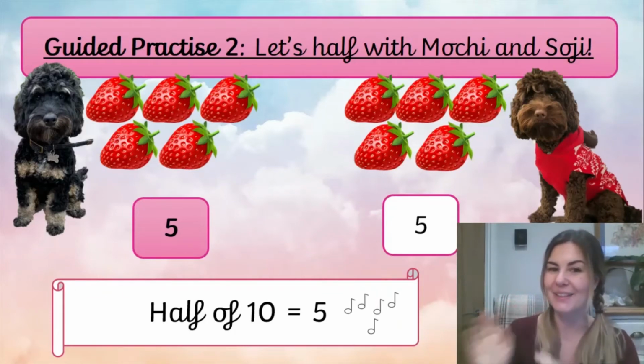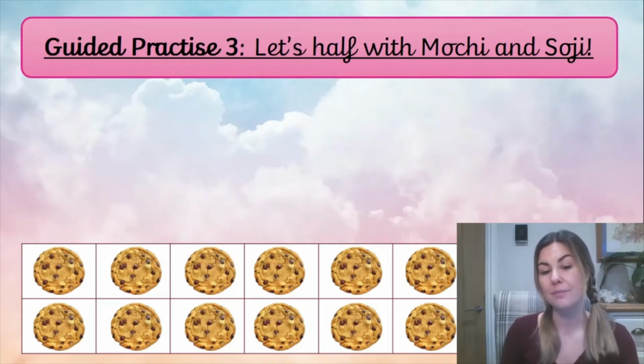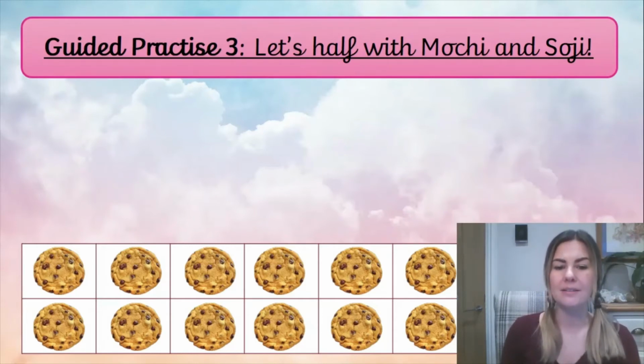Fantastic learning, everyone. Let's go through our last example together. For our final practice together, we're going to have a look at some cookies, and we're going to halve the cookies between Mochi and Soji. There are more than 10. How many do you think there are? Well, let's count together. Ready? 1, 2, 3, 4, 5, 6, 7, 8, 9, 10, 11, 12. Then we have 12 cookies.